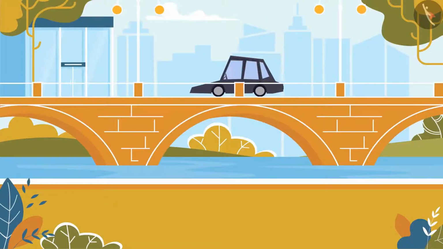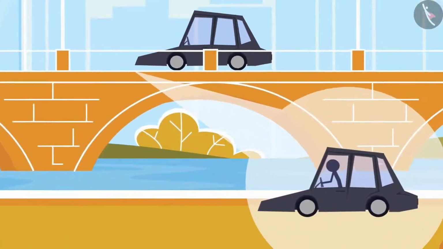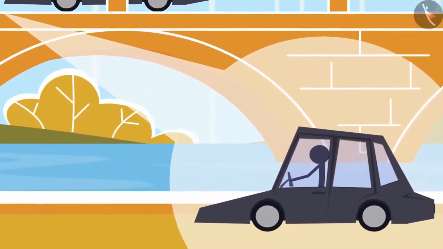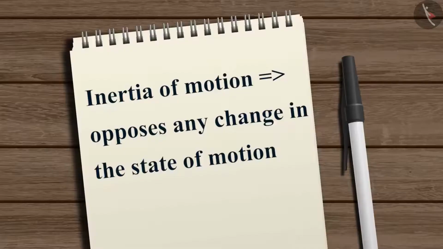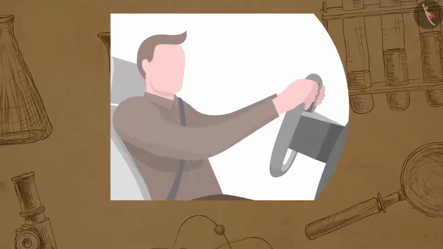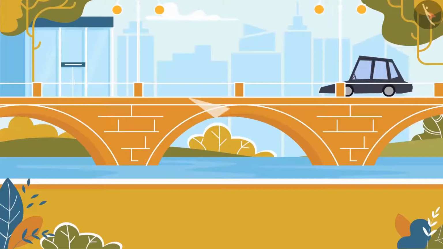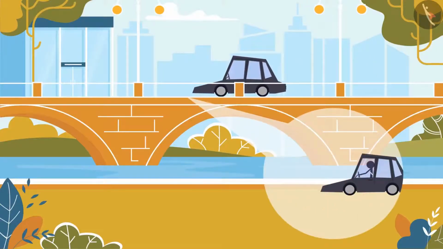Also, when brakes are applied to stop the car, our bodies tend to move forward. This is due to the inertia of motion of our body, which opposes any change in the state of motion. That is why safety belts are worn to prevent accidents. Safety belts exert a force that opposes our forward motion and make it slower.